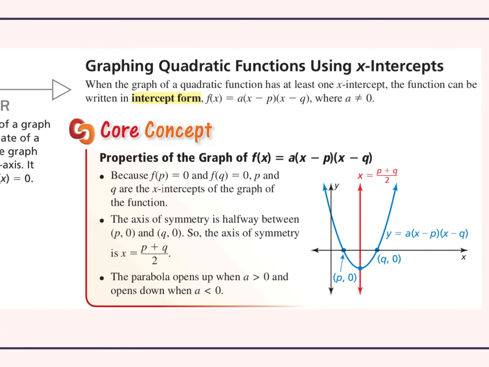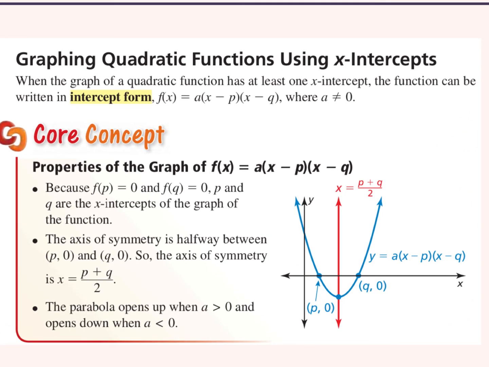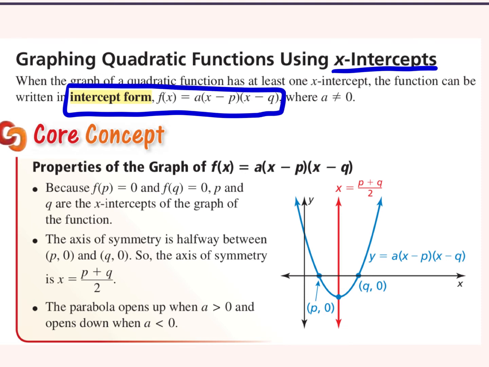Next, we're going to look at graphing quadratic functions using the x-intercepts. So when we use the x-intercepts, it's going to be written for us in intercept form, which is with the parentheses here. So it's going to pretty much already be factored for us. And we know that when it's factored, we could set both of these parentheses equal to 0 to find our solutions. So that's pretty much what we would do here.